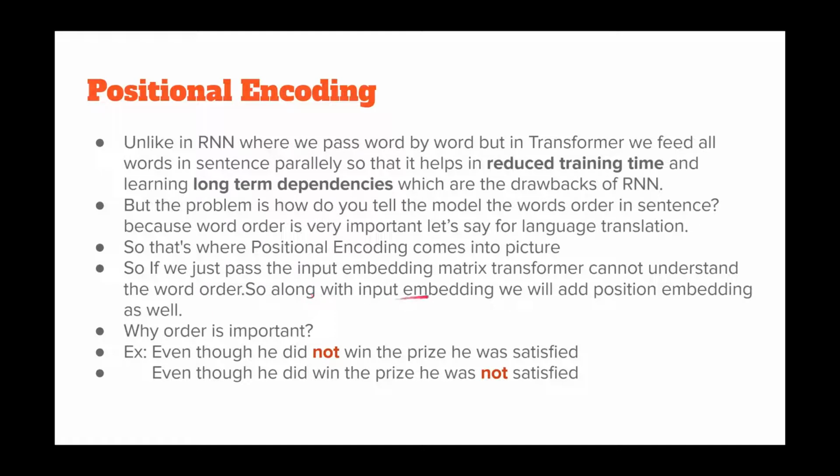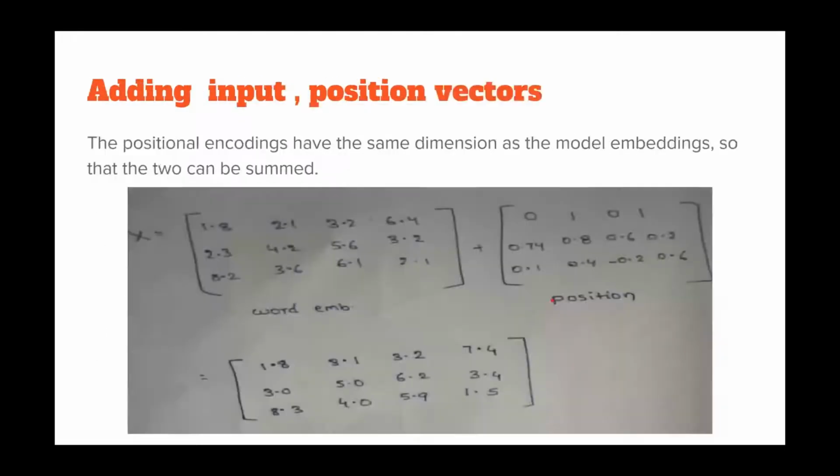So along with the input embedding, that is the input matrix X that we have seen in the previous lectures, we will add positional embedding as well. This is how we add it. Let's say this is our input embedding X, this is the matrix. Then we add the position matrix, do the sum, and get the resultant matrix. The positional encodings have the same dimension as the model embedding, so that the two can be summed.